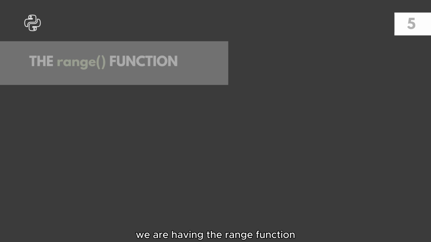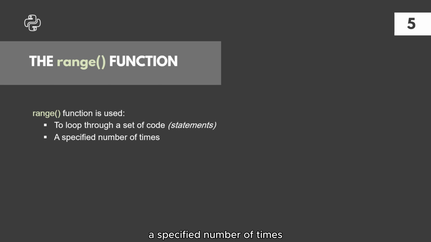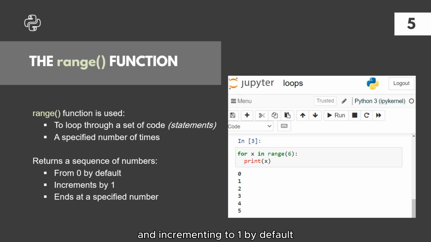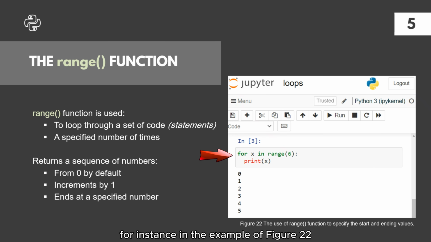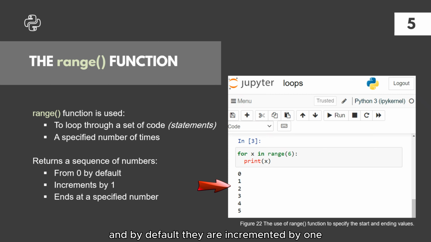Okay, next we have the range function. To loop through a set of code a specified number of times, we can use the range function. The range function returns a sequence of numbers starting from 0 by default, incrementing by 1 by default, and ending at a specified number. For instance, in the example of figure 22, we use range(6), which does not represent the values 0 to 6 but the values 0 to 5. That means the upper bound is not included. Therefore, when we print x, the values from 0 to 5 are printed. In total, there are 6 values, and by default they are incremented by 1.